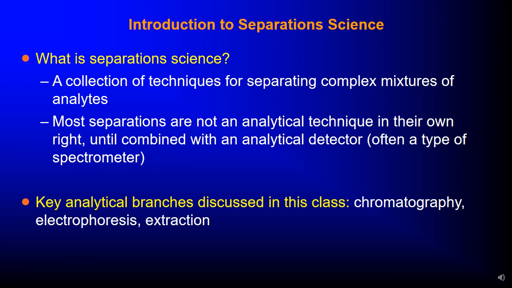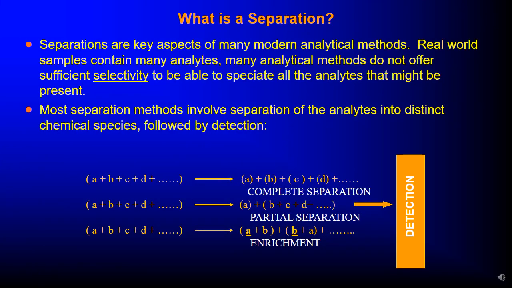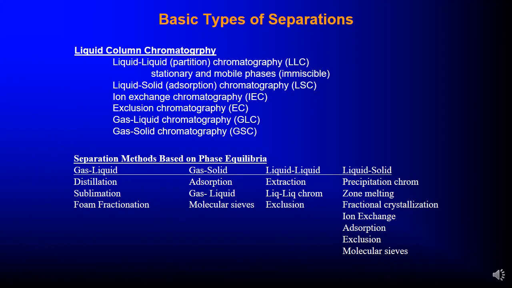To start with, what is separation science? Generally, we'll call it a collection of techniques for separating complex mixtures of analytes. Separations are key aspects of many modern analytical methods. Real-world samples contain many analytes combined together, and many analytical methods do not offer sufficient selectivity to separate all the analytes that might be present. So most separation methods involve chromatography, separating the analyte into distinct chemicals.